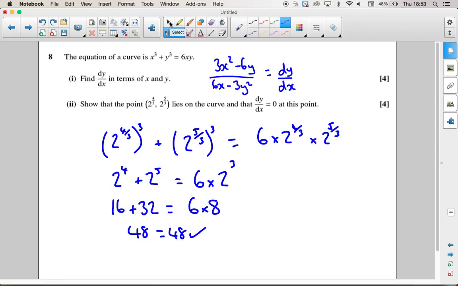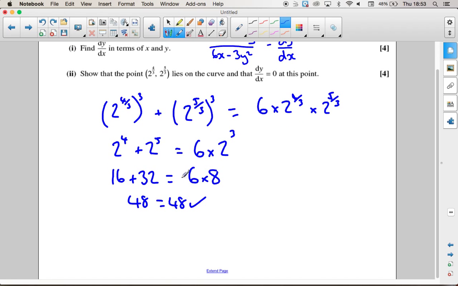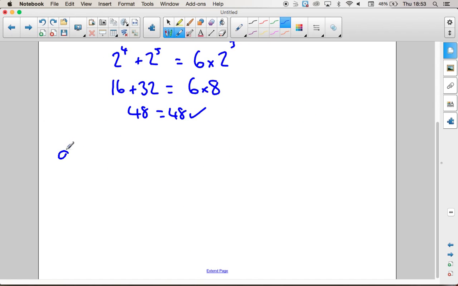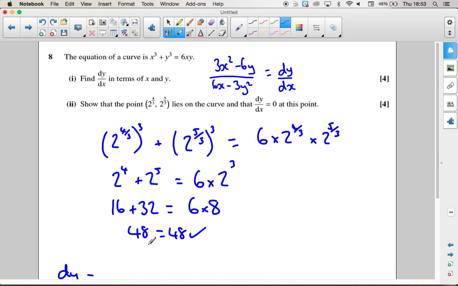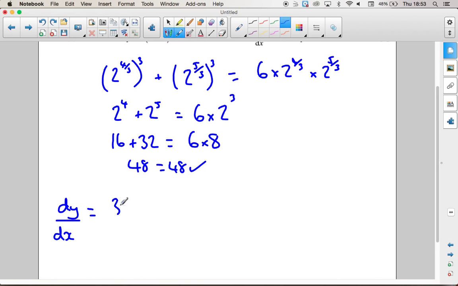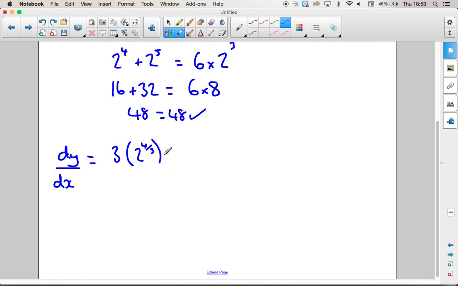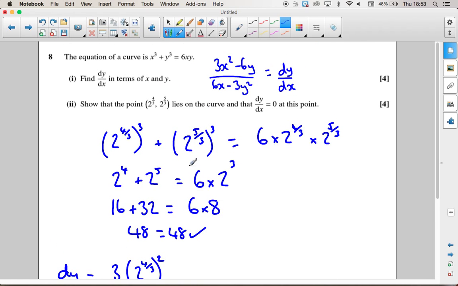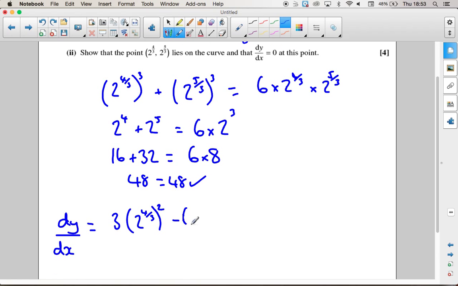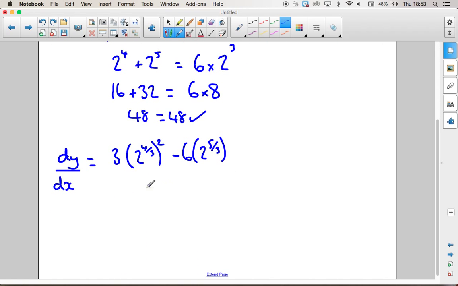And it also says to show that at these 2 points, at this coordinate, dy by dx equals 0. So we need to substitute it into here and show that it equals 0. I only need to put it into the top. So that's 3 lots of 2 to the power of 4/3 squared, take away 6 lots of 2 to the power of 5/3.